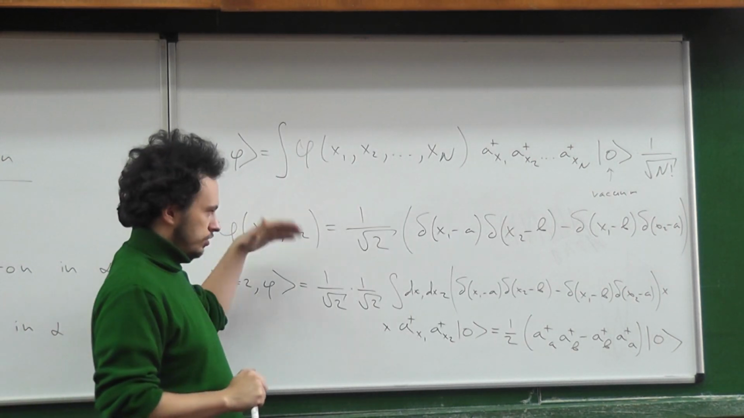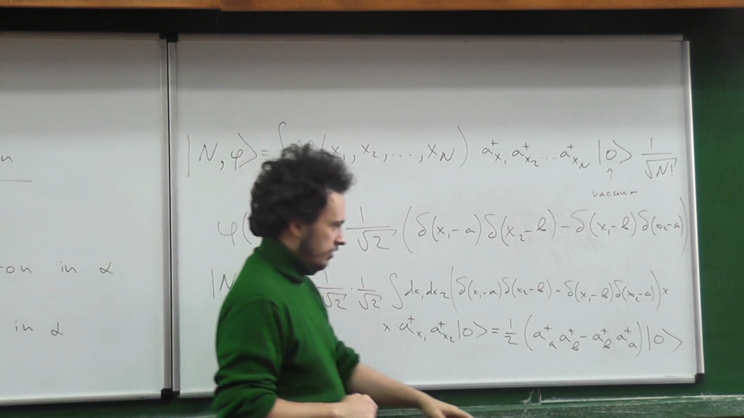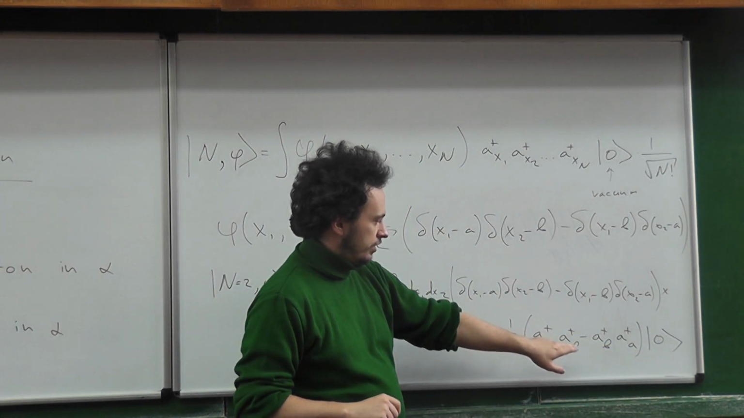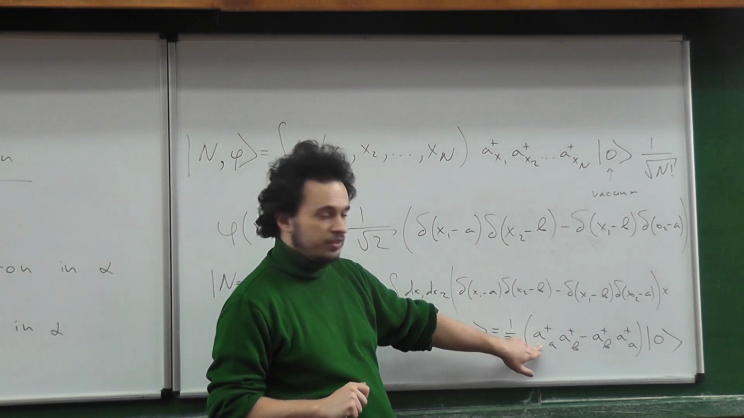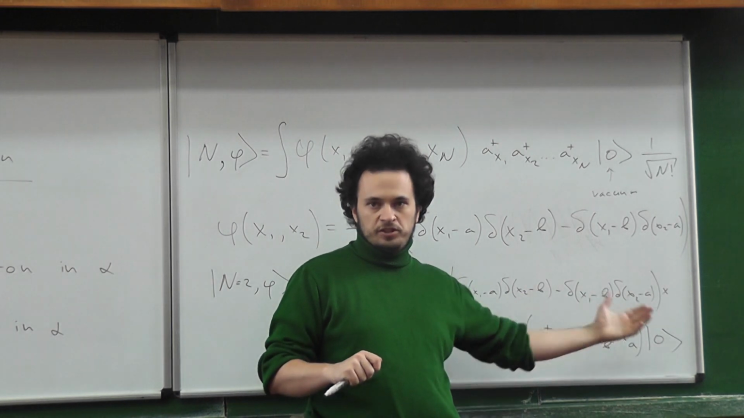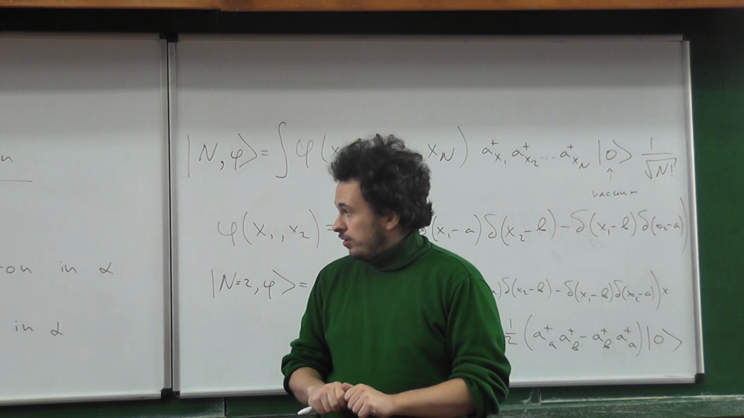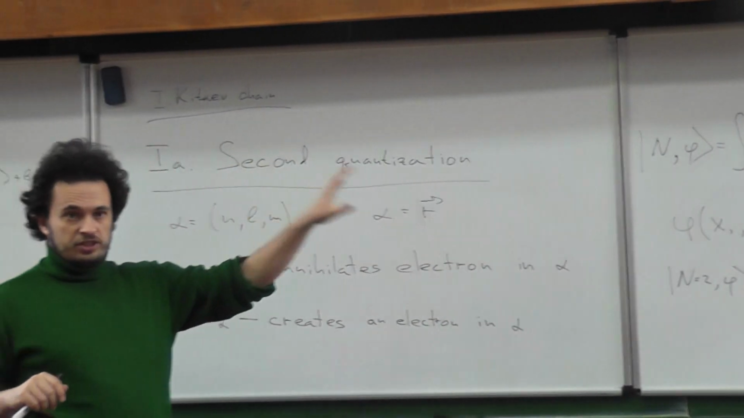So, looks very natural, what you would expect. We have a state with no electrons. You can create one electron in state B, then the second one in state A. Or you can create them in the opposite order, and since they are fermions, it should be antisymmetric. But the second quantization accounts for the antisymmetry as well.